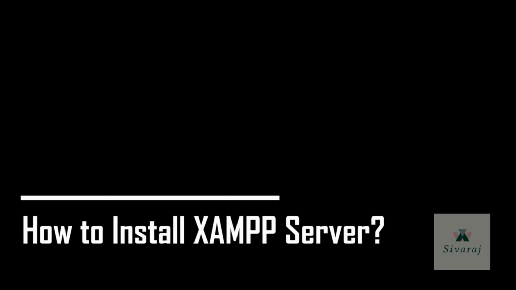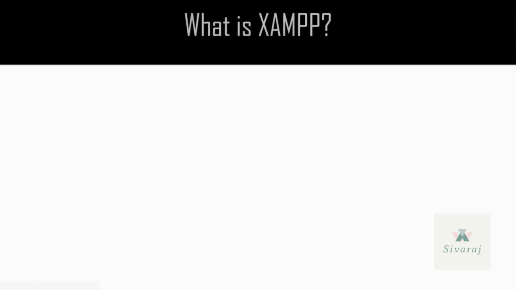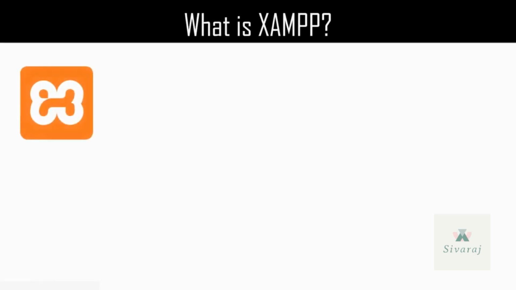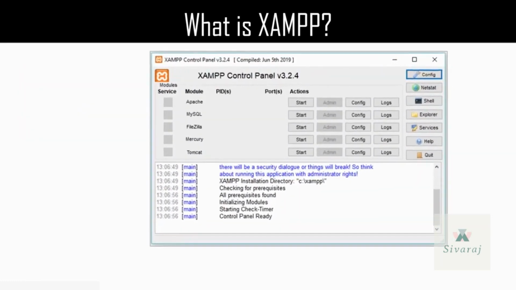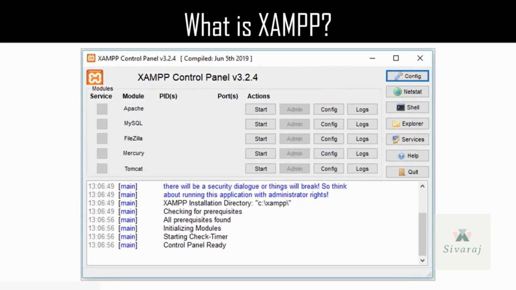So, before we move to the installation steps, let's understand what exactly is XAMPP. XAMPP is an abbreviation where X stands for cross-platform, A stands for Apache, M stands for MariaDB, P stands for PHP, and the last P stands for Perl. So XAMPP is one of the best Apache distributions that helps web developers create a local web server for testing and deployment purposes. It was designed to be one of the easiest ways to install and run a development server, and it is the most complete package.